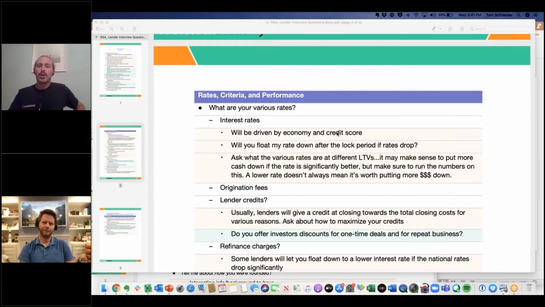And so for anyone who doesn't know what that is, oftentimes you can lock a rate because rates change every day. So if I'm a borrower and I go to a lender and I say, oh, okay, what's the rate today? And they tell me 3%. I say, great, lock the rate. So that rate I have is 3%.